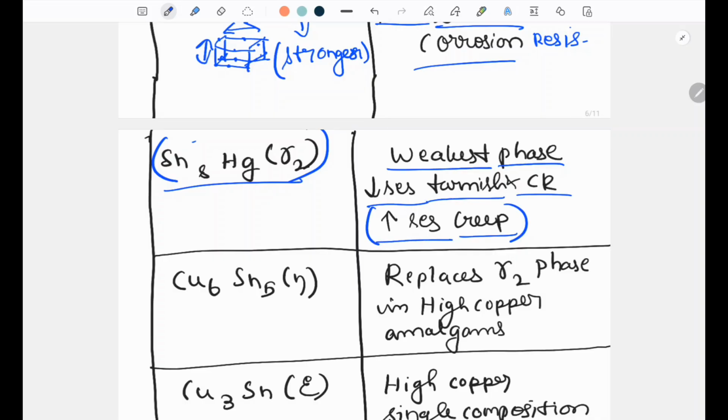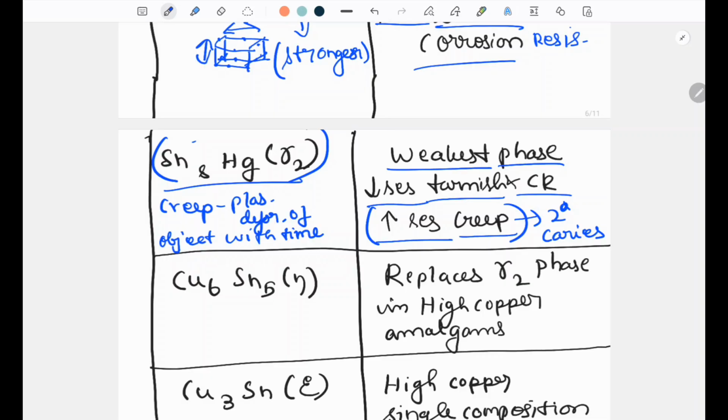So what is creep? Creep is the plastic deformation of the object with the matter of time. In layman's terms, it's just the flow of the object with the matter of time. It increases the creep. Creep is not good for amalgam restoration, and it may lead to secondary caries, and it leads to the failure of the restoration.